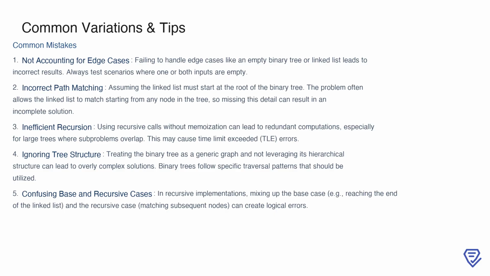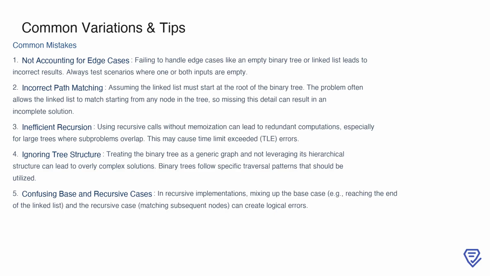First, failing to account for edge cases like an empty binary tree or an empty linked list can lead to incorrect results. Always make sure to test scenarios where one or both inputs might be empty. Another frequent issue is incorrect path matching. Don't assume that the linked list must start at the root of the binary tree. The problem typically allows the linked list to match starting from any node, so overlooking this can leave your solution incomplete. Inefficient recursion is another pitfall.